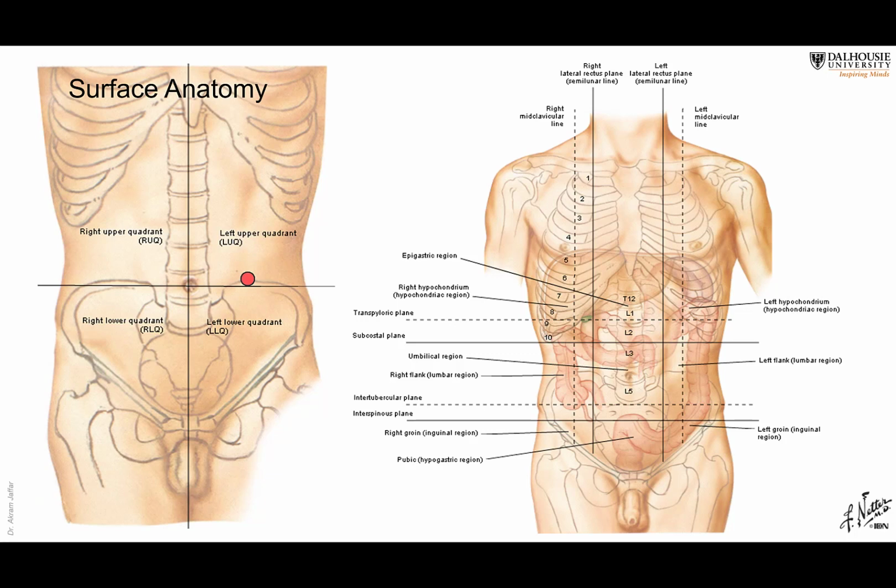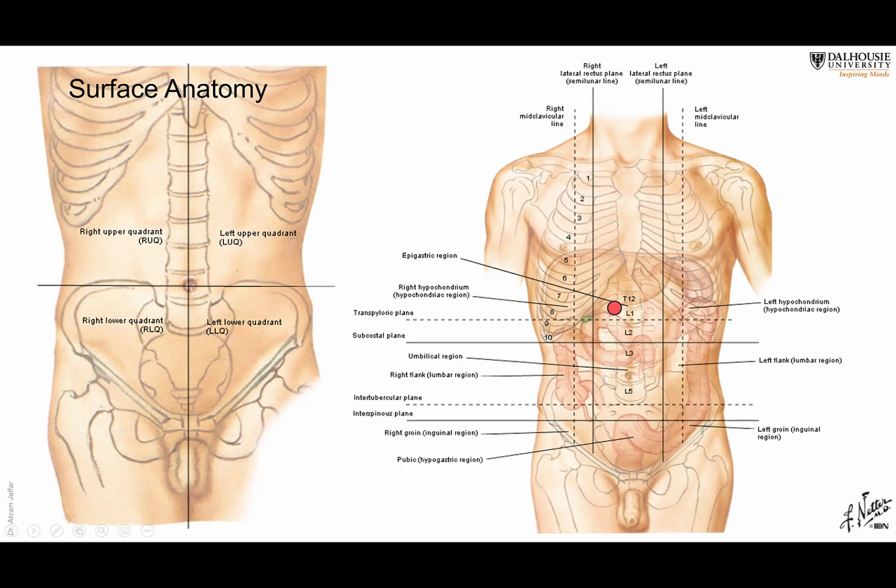you need 2 vertical lines, and these are midclavicular lines. You are familiar with the midclavicular line from your study of the thorax. So 2 midclavicular lines, and then you need 2 horizontal planes. One of them is called either the subcostal plane below the ribs, or sometimes they use what's called the transpyloric plane. And the other one is located here, the dotted one, which is called the intertubercular plane. So we have 9 regions.